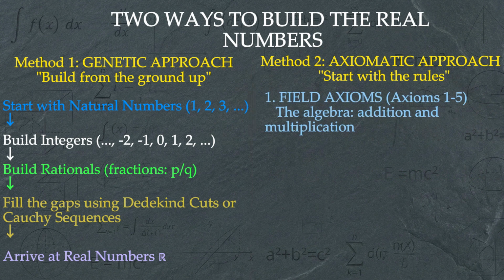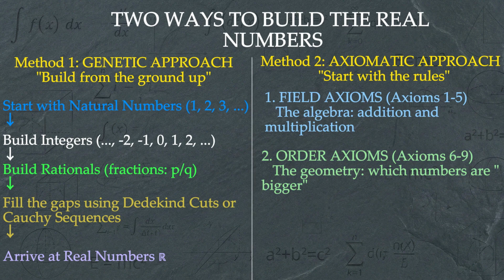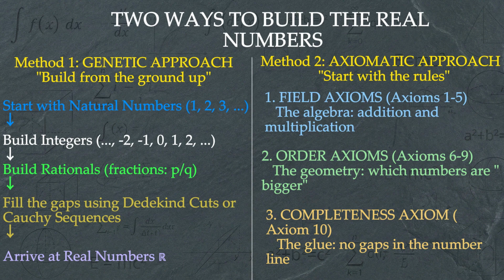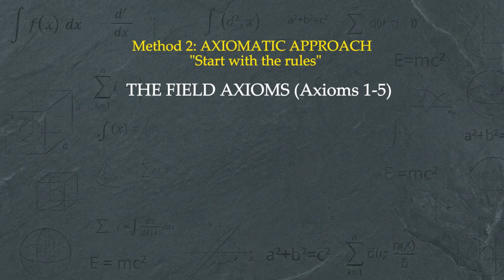The field axioms give us algebra. The order axioms give us geometry and direction. And the completeness axiom, which we'll tackle later, is what separates the reals from the rationals. Together, these three groups completely characterize the real numbers. Let's examine each one. First, we establish the algebraic structure.